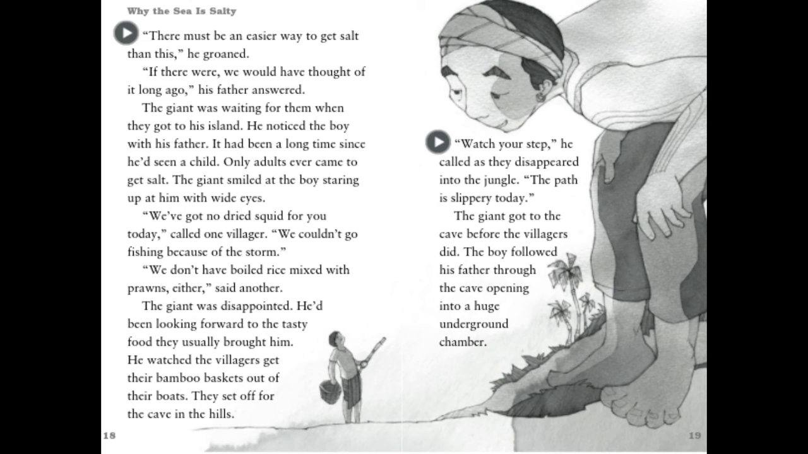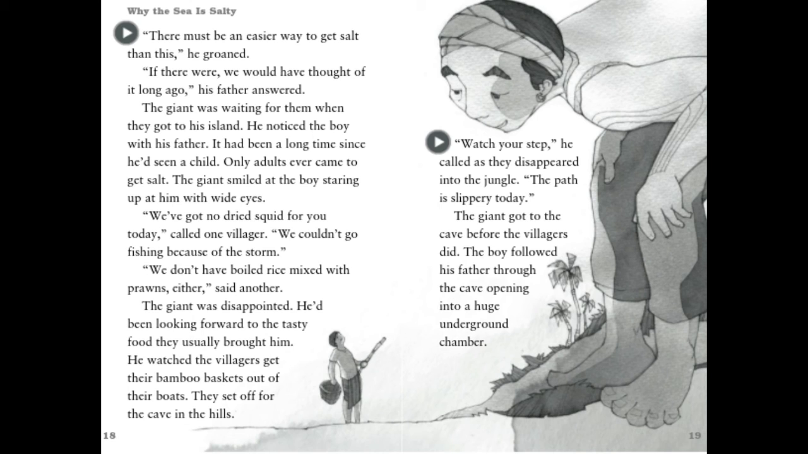We've got no dried squid for you today, called one villager. We couldn't go fishing because of the storm. We don't have boiled rice mixed with prawns either, said another. The giant was disappointed. He'd been looking forward to the tasty food they usually brought with him. He watched the villagers get their bamboo baskets out of their boats. They set off for the cave in the hills. Watch your step, he called as they disappeared into the jungle. The path is slippery today.